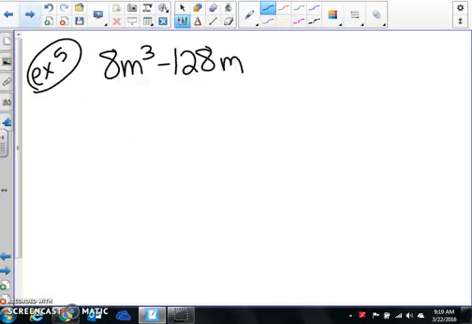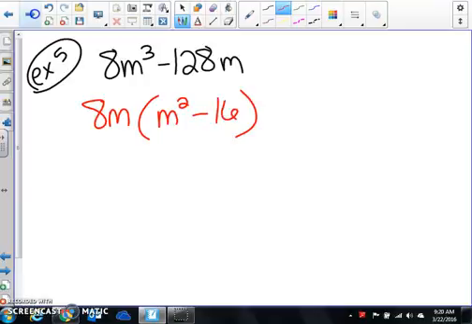I think this is the last one. All right, so I start with my GCF. Does 128 go into 8? Let me look. It does, so I can factor out an 8, and then I have at least one m. So I'm going to factor out my m, leaving me with 8 divided by 8 cancels. I had 3 m's, I took 1 away, so I've got m squared. And then negative 128 divided by 8 is negative 16, and my m's cancel.